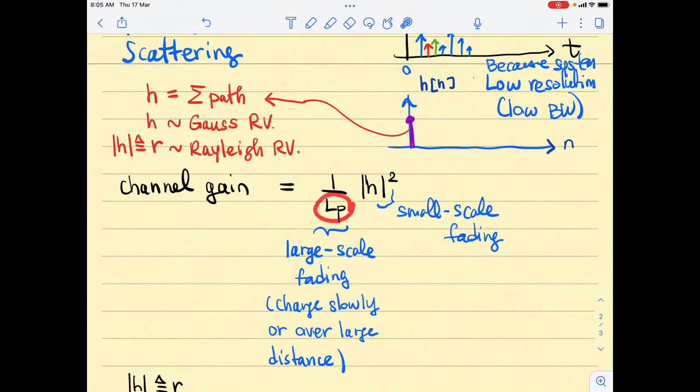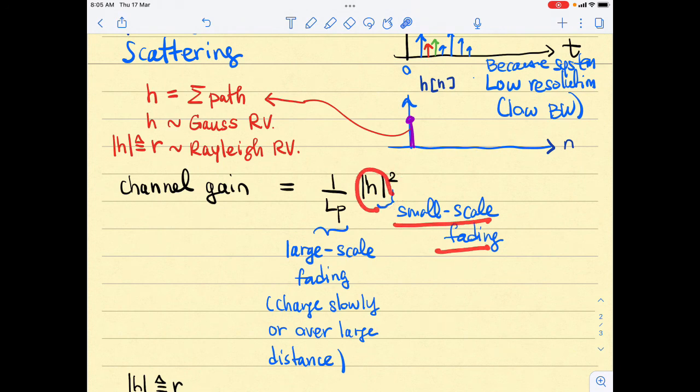We looked at this at the beginning of the course. LP changes very slowly over a large distance, so for now we are not considering this. We are only concentrating on the change of this term, which is the small scale fading.